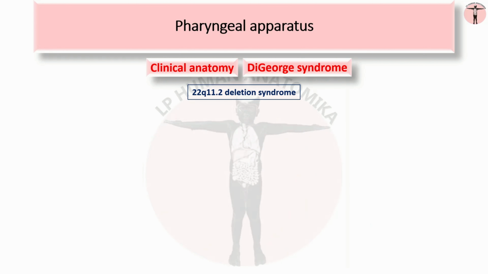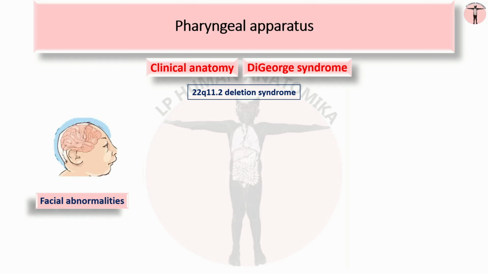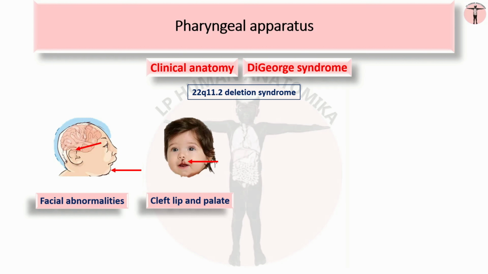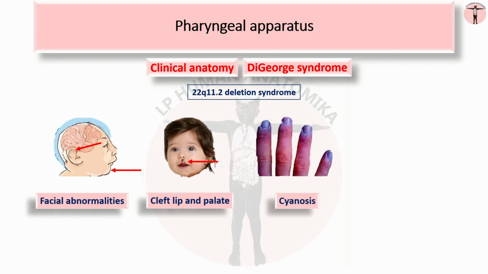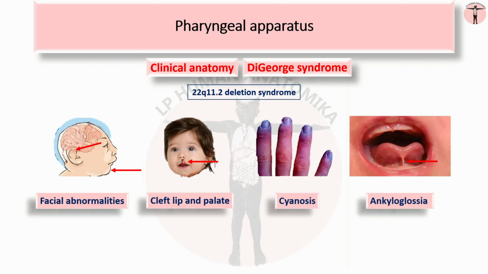Due to defective neural crest cell migration, DiGeorge syndrome is usually accompanied by facial anomalies resembling first arch syndrome, that is micrognathia, low set ears, cleft lip and palate, and cardiovascular anomalies leading to cyanosis. There may be tongue tie, also called ankyloglossia, which occurs when the frenulum of the tongue extends to the tip of the tongue, which prevents the protrusion of the tongue.